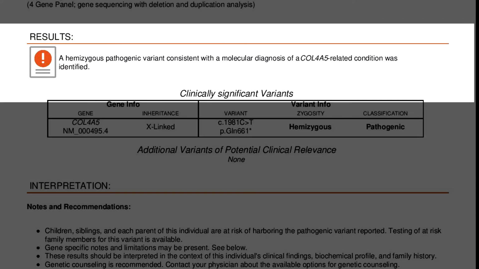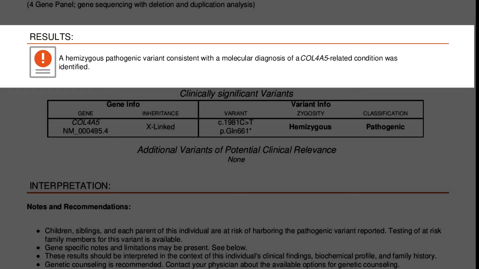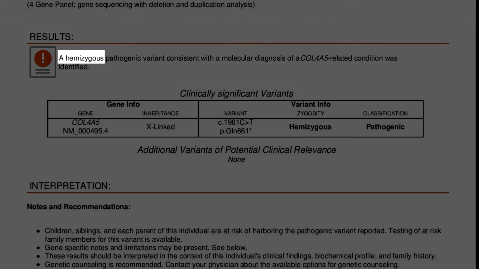This sentence contains a lot of important information. First off, that the variant is hemizygous means that it's located on the X chromosome in a male who only has one X chromosome. That it's pathogenic means that we've classified the variant as pathogenic using the ACMG guidelines.